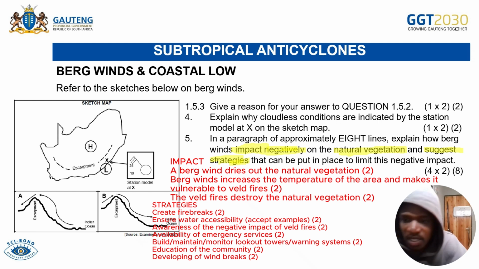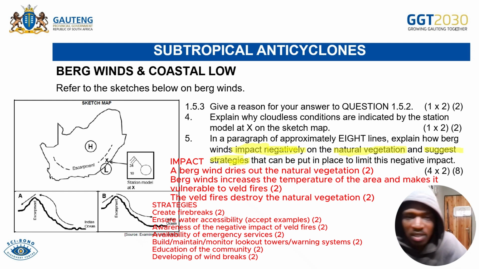You can build, maintain, and monitor lookout towers and early warning systems. People should be warned that there are veld fires, so people will have to evacuate, and people will have to help if they can, with the water available. There should be emergency services on standby, such as our firefighters. So those are some of the strategies you can talk about.